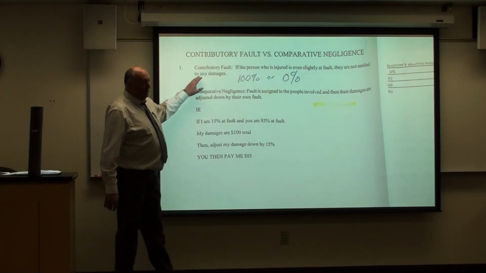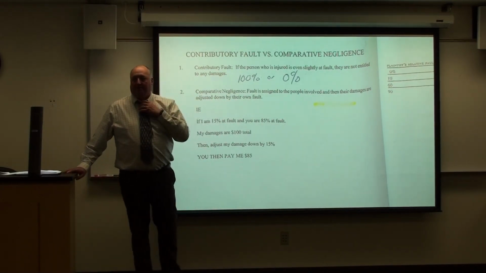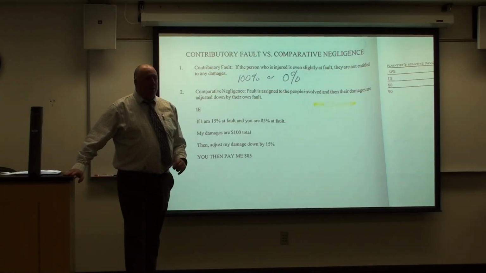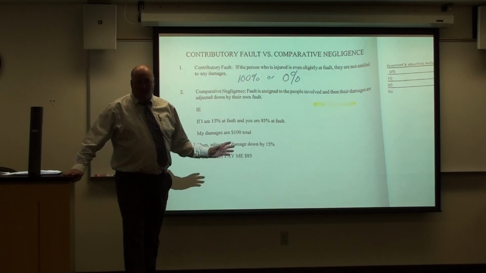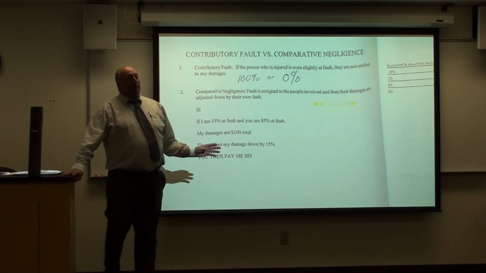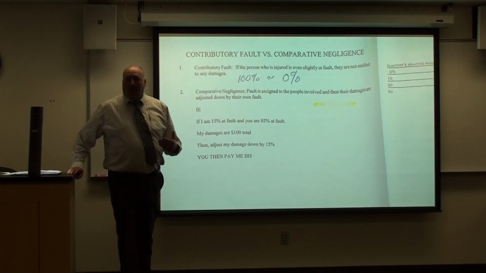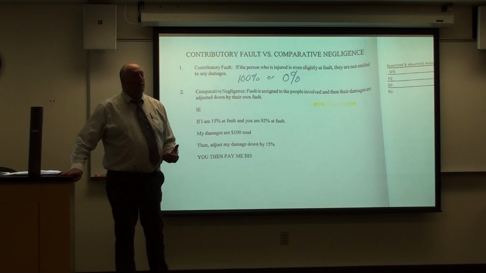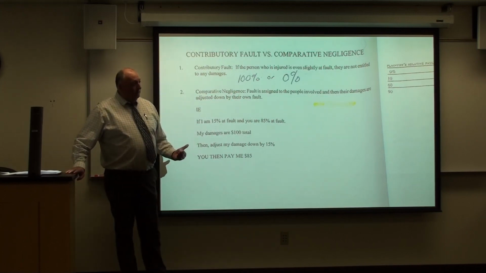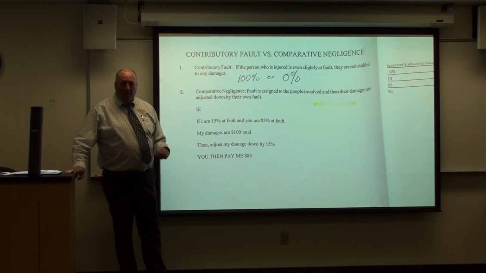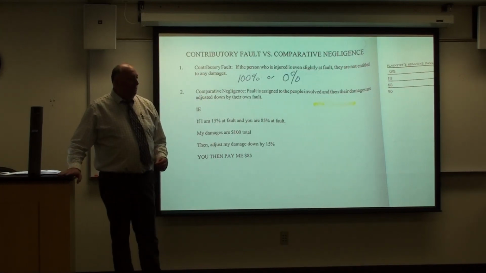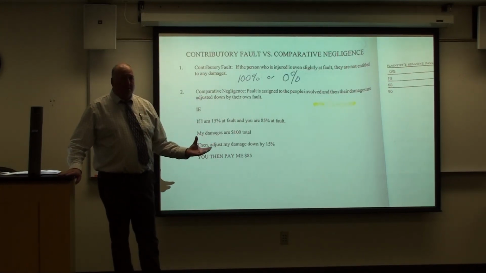So number one is what we call a contributory fault standard. This is based upon Old English common law, well before the United States was around. And this was the idea that if a person that was hurt by somebody else's negligence did anything that contributed to the cause of their injury in any way, then they could not sue the other side. And a judge would basically throw out the case.